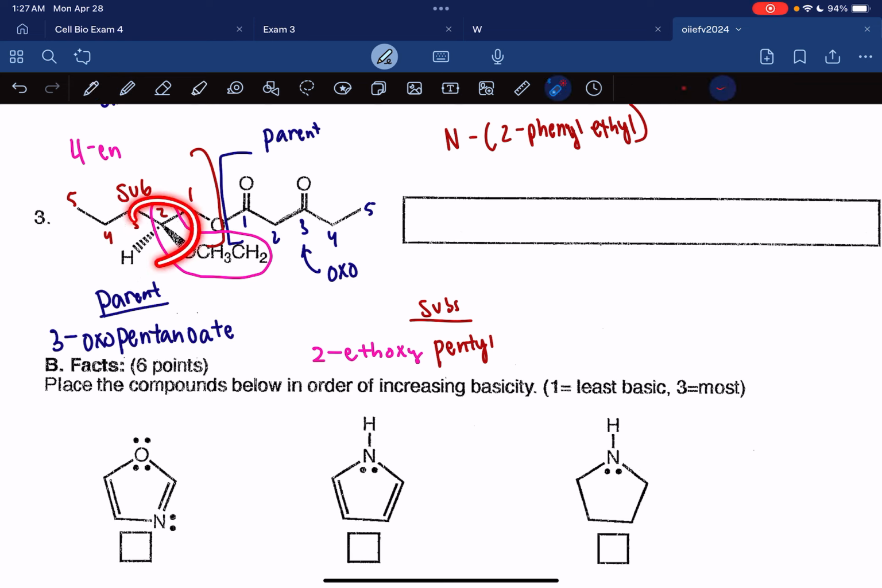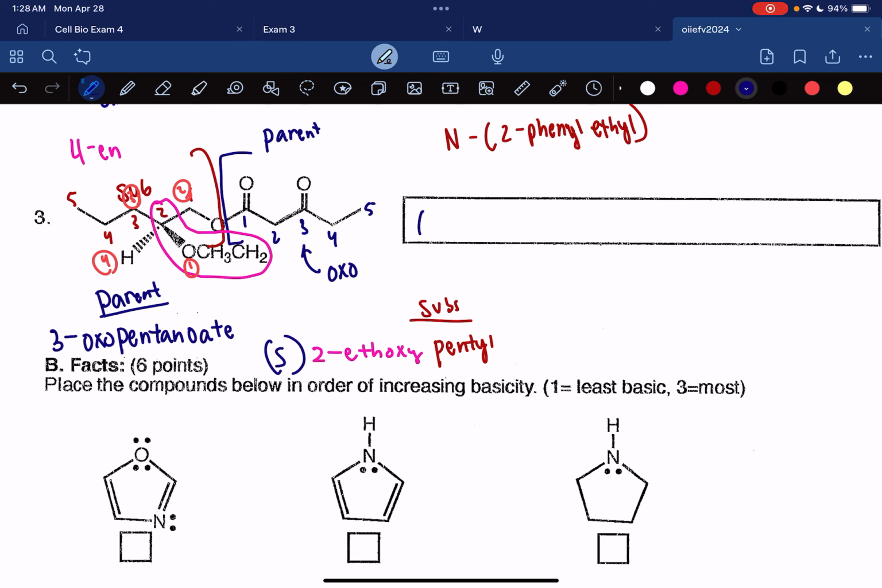And then there's one more thing. Don't forget here, there's stereochemistry. So if you label the priority of these groups, let's do it in purple here, this is going to be 1, and then this is going to be 2, and this will be 3, and the hydrogen is 4. So if you make your circle, if you start here, you go 1, 2, 3, 4. This is counterclockwise, and counterclockwise is S. So this is S, 2-ethoxypentyl, and then 3-oxopentanoate.